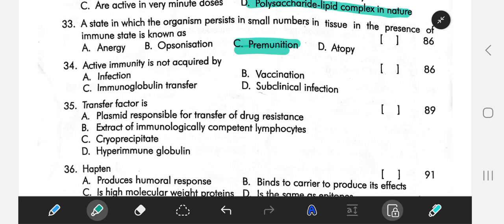Question number 34. Active immunity is not acquired by. Options are A. Infection, B. Vaccination, C. Immunoglobulin transfer, D. Subclinical infection. Answer will be C. Immunoglobulin transfer.